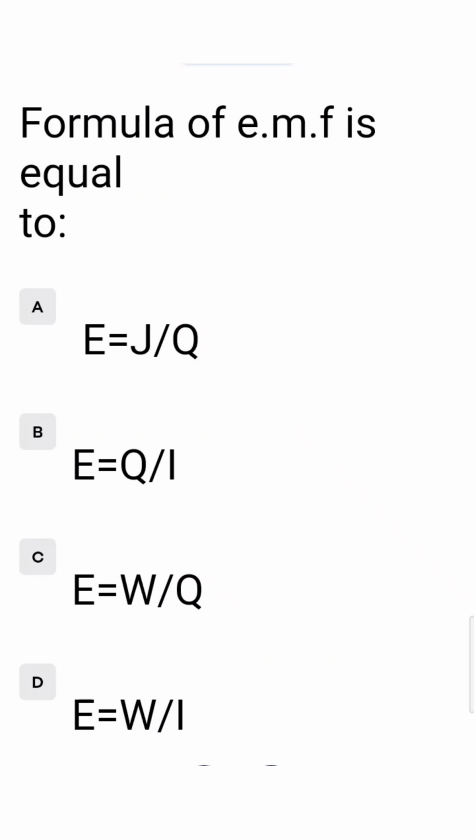Formula of EMF is equal to: option A, E is equal to J over Q; E is equal to Q over I; E is equal to W over Q; E is equal to W over I. The correct option is C, where it is written E is equal to W over Q. So we tick option C.